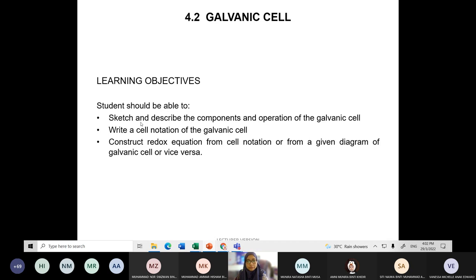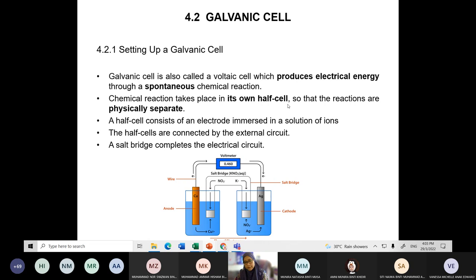You must be able to sketch and then describe the component, and then write the cell notation, and also from the cell notation or from the diagram of the galvanic cell, you must be able to construct the redox equation. All right, let's move on to the next slide. Setting up a galvanic cell.